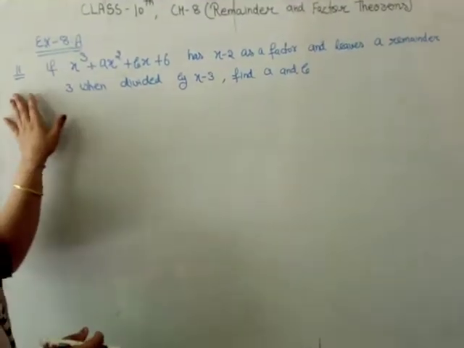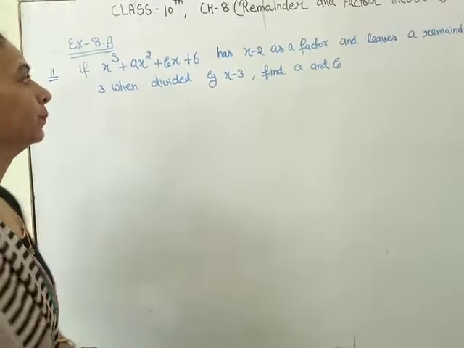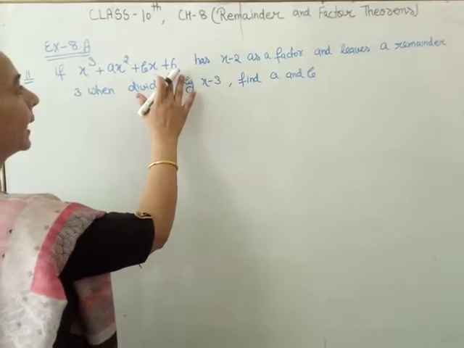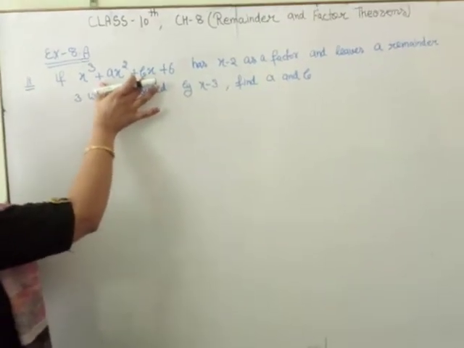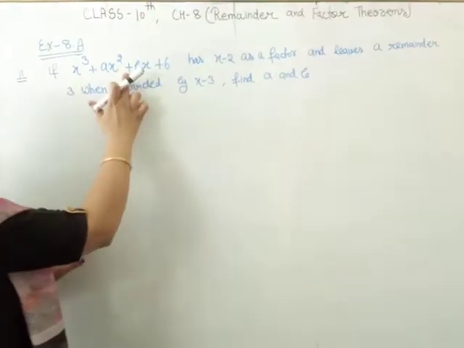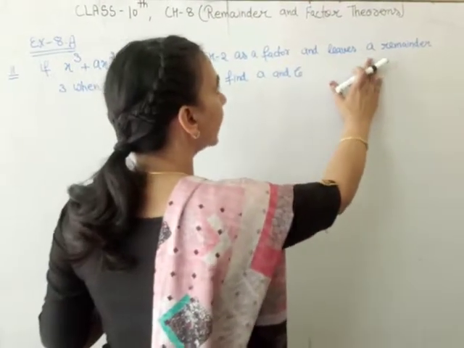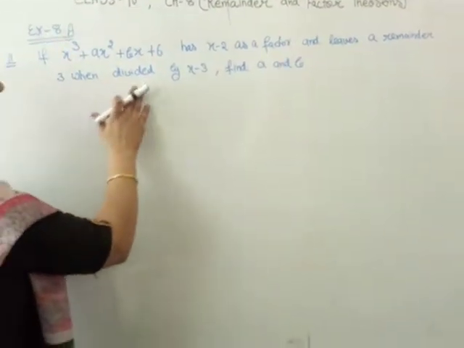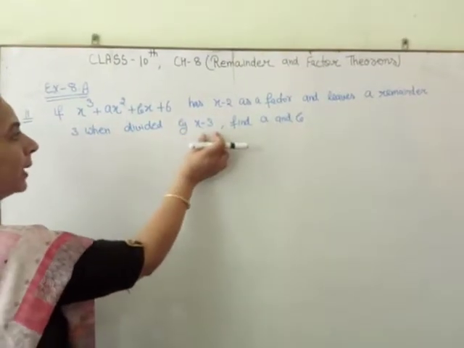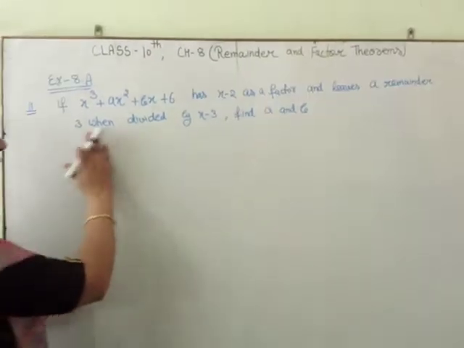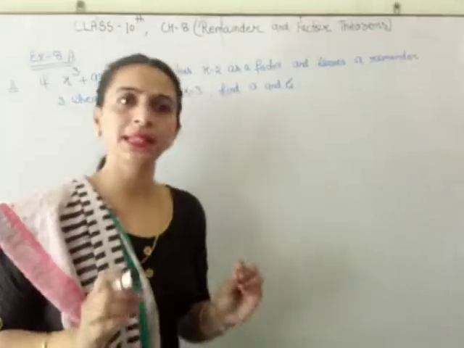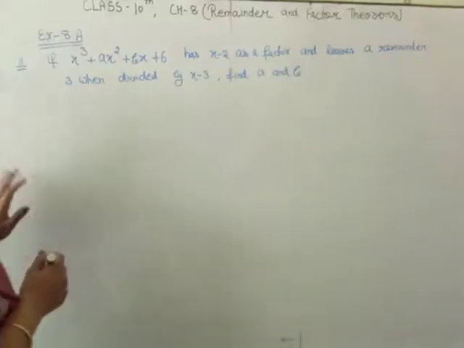Next we have question number 11 of exercise 8.a. Student, in this question, if x cube plus ax square plus bx plus 6, this is a polynomial, has x minus 2 as a factor. X minus 2 is factor of this expression and leaves the remainder 3 when divided by x minus 3. When we divide this expression by x minus 3, then remainder is 3. Find a and b. Student, in this exercise, all questions are of the same type. Okay. Now we solve this question.